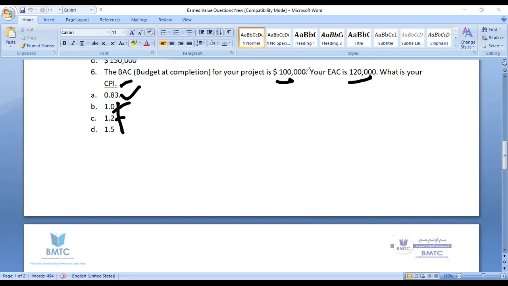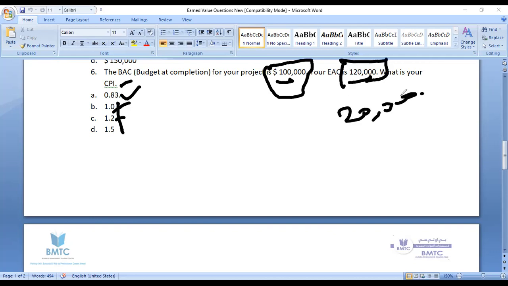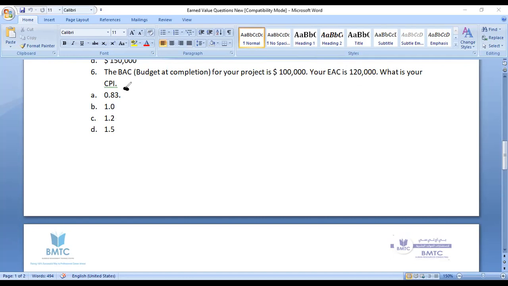See, Mr. Venkat, you plan to spend 100,000, but due to some risk event, you are spending a total of 120. So 20,000 you are spending extra, right? Right or not, Mr. Venkat? Yes. Okay, so the answer will be 0.83.